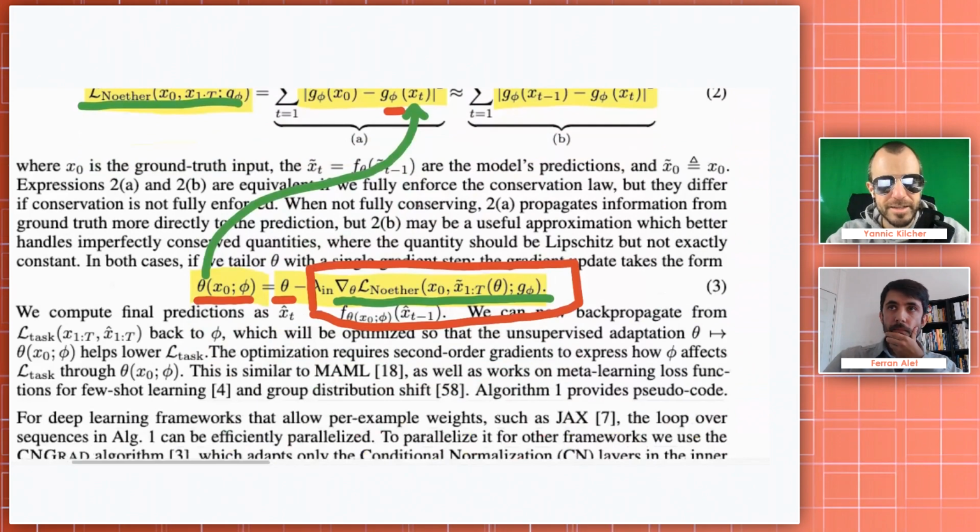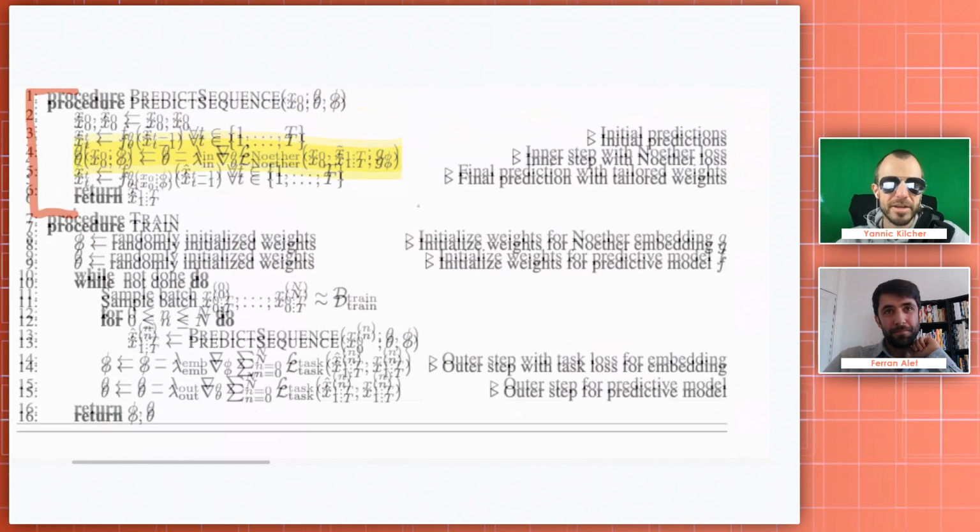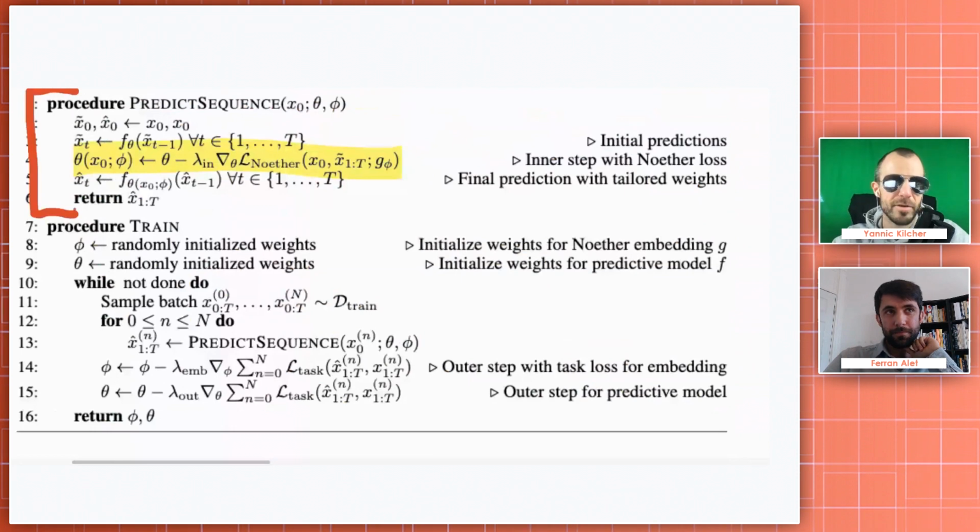And this gives rise to the algorithm. So here is what we just discussed. This is the forward prediction sequence with this inner optimization step. So we first predict this plain sequence, then we temporarily update the parameters, and that allows us to again do the forward pass, but now with the updated f function, and that gives us our final predictions.